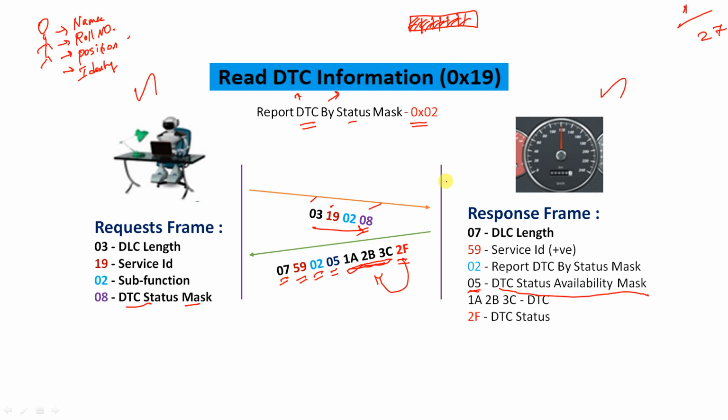Now the motivation of this video is to understand the request frame, how we can retrieve the DTC, and what the basic parameters are. Not in detail. Detailed things, like the DTC status mask, availability mask, and DTC status, will be in upcoming videos. So that's all about report DTC by status mask. In this sub function, the motivation is to retrieve the DTC. All right, let's see the next one.